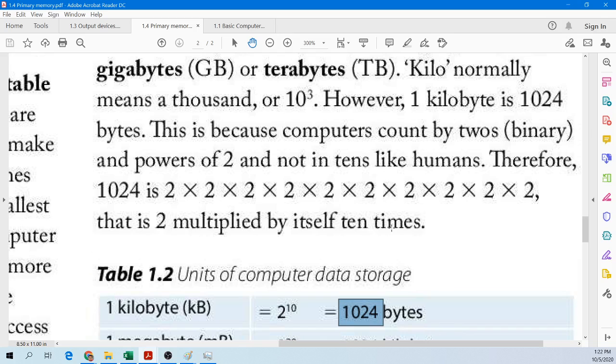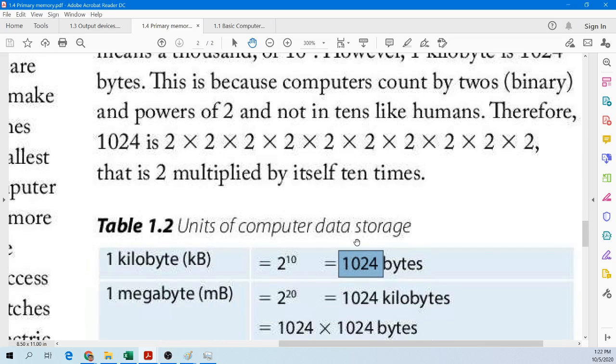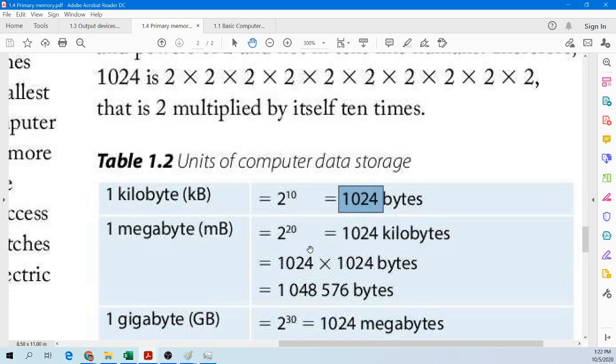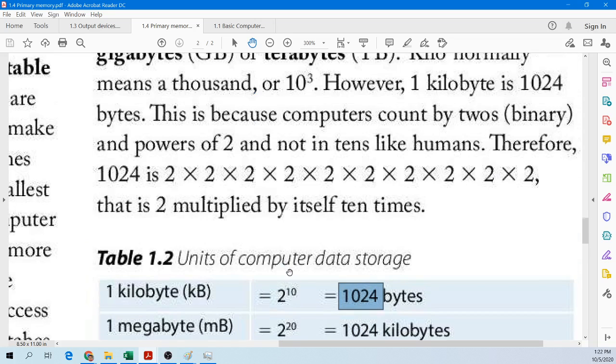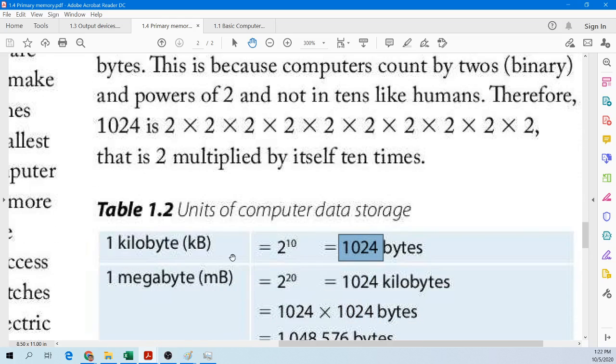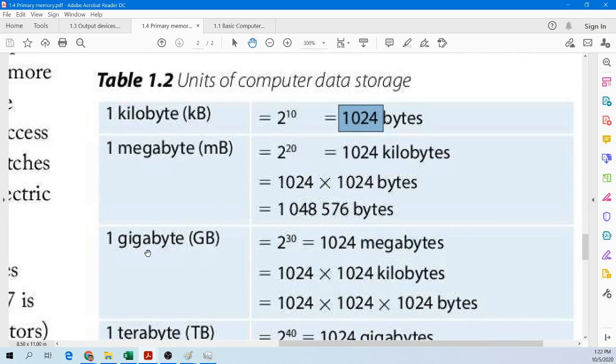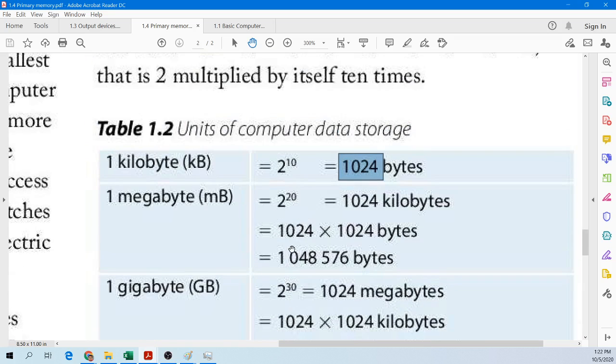Yes, sir. Because we're using the binary system, not the decimal system, not the base 10. That is why 1,000 is actually 1024. Now, here you have how much it is a power of. So 2 to the 10 refers to a kilobyte. 2 to the 20 refers to a megabyte. 2 to the 30 a gigabyte, and so on. So they're basically going up by another 1,000.